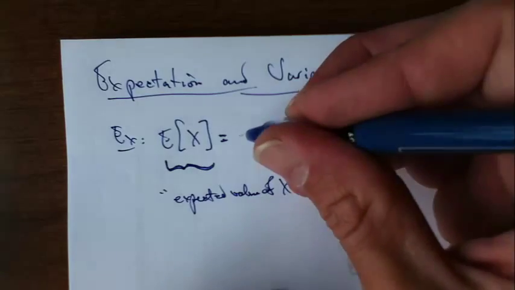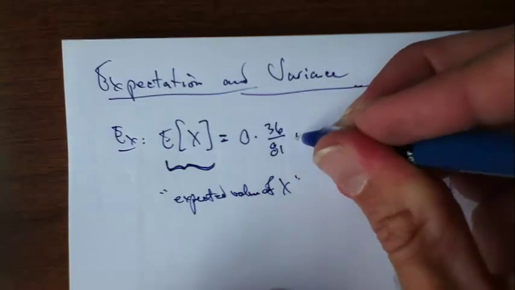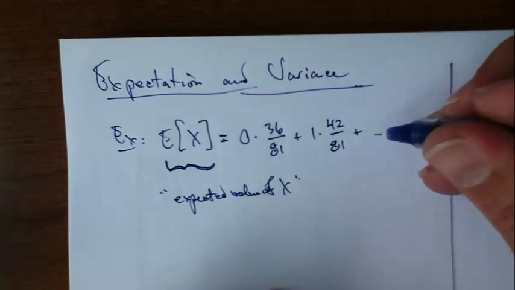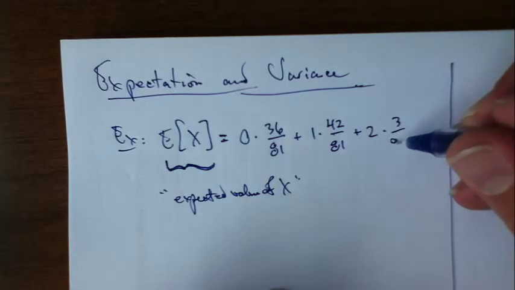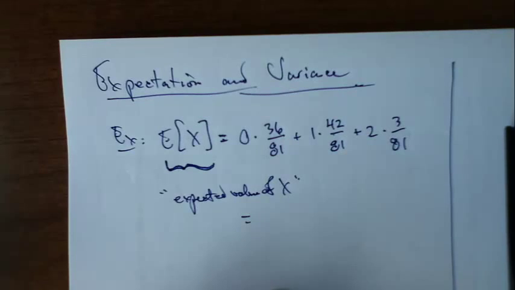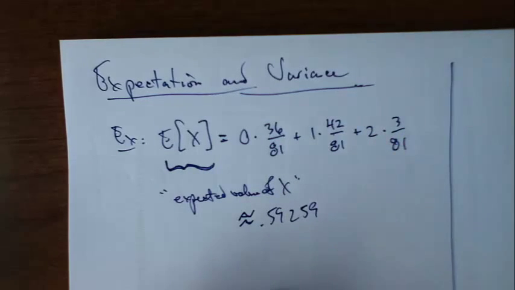You could have no empty bowls with a probability of 36 out of 81, or you could have exactly one empty bowl with probability 42 out of 81, or you could have two empty bowls with probability 3 out of 81. And what does that work out to be? Well, the first term is 0, so I've just got 42 divided by 81 plus 6 out of 81, and that comes out to be about 0.59259, approximately. Now notice that that is not an integer.